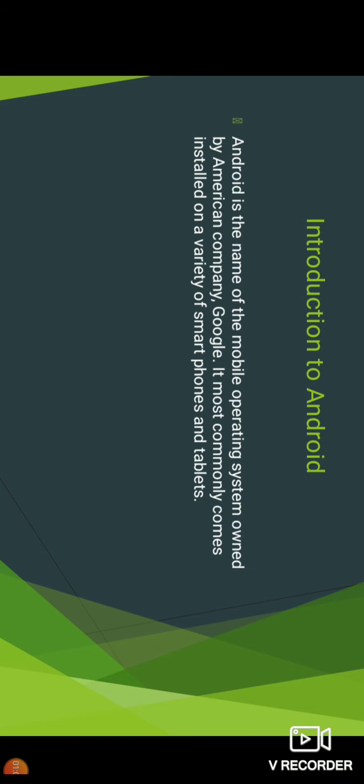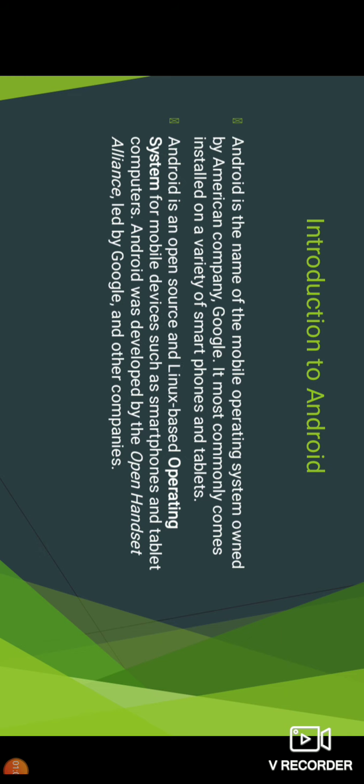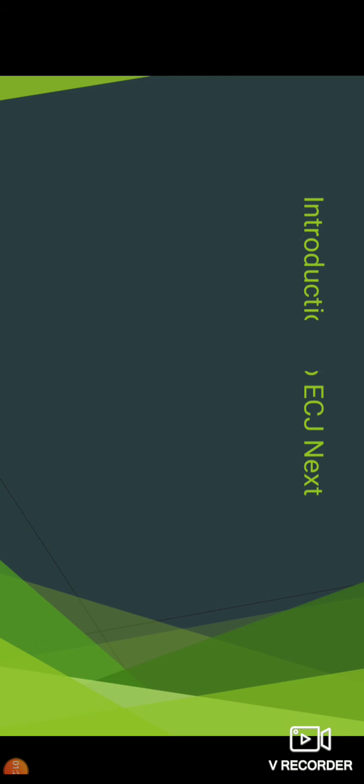Android is the name of a mobile operating system owned by American company Google. It commonly comes installed on a variety of smartphones and tablets. Android is an open source and Linux-based operating system for mobile devices such as smartphones and tablet computers. Android was developed by an Open Handset Alliance led by Google and other companies. Android has Dalvik virtual machine.